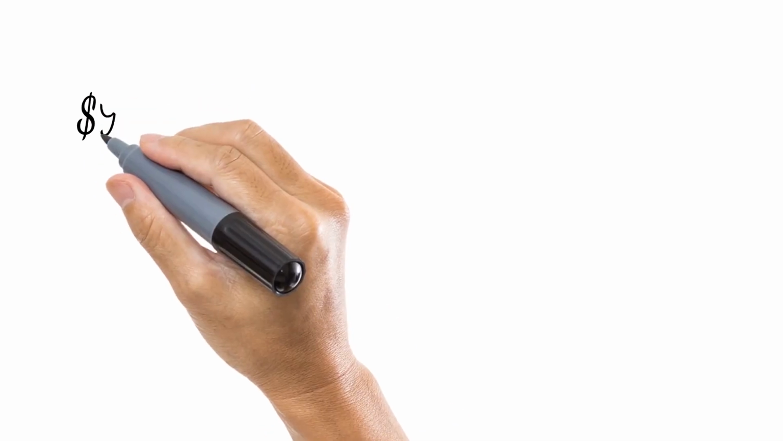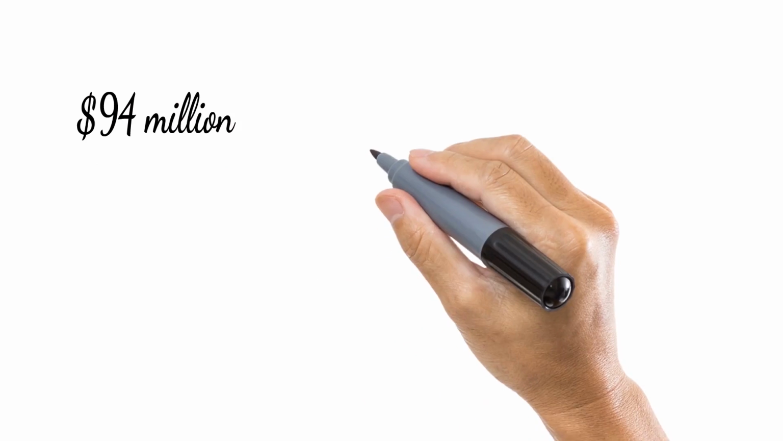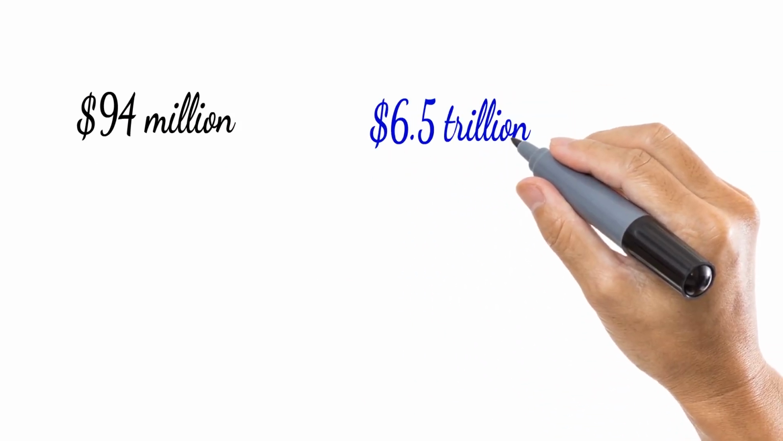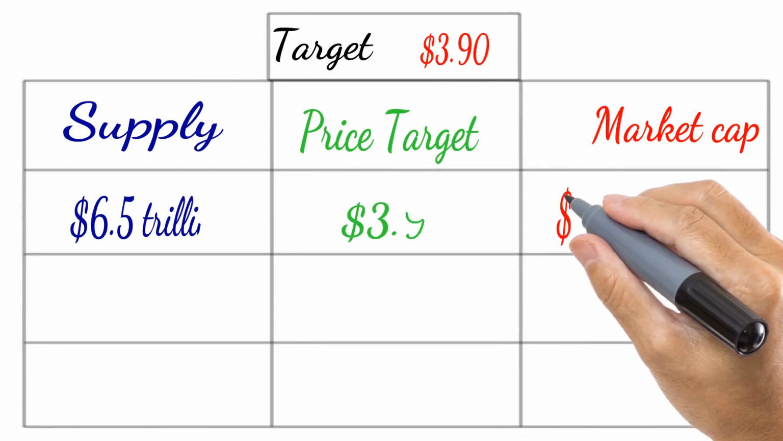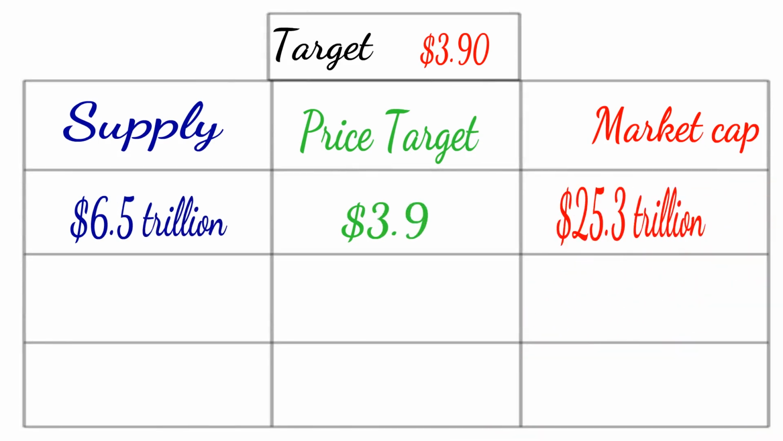Let's see Luna's chances with the help of math. Because of the current situation, Luna's circulating supply has increased from 94 million to 6.5 trillion. To get to $3.9, it needs a $25.3 trillion market cap, which does not seem realistic.